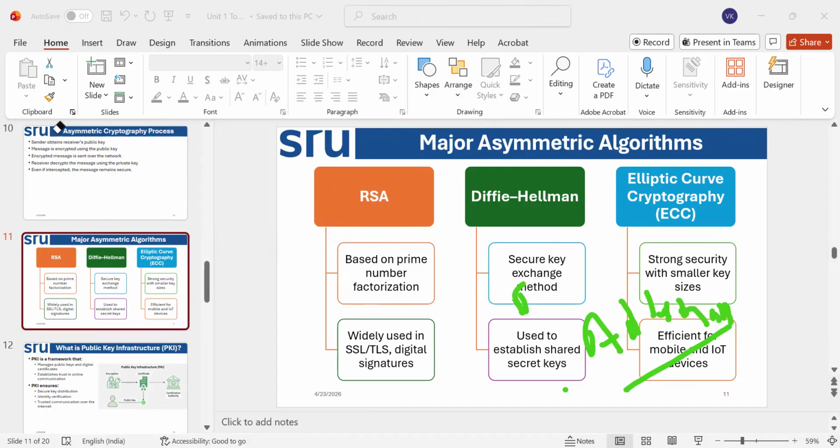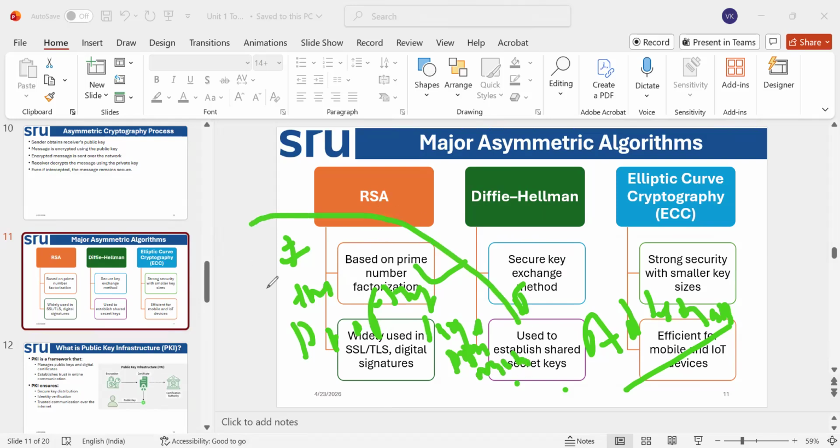If we see, it is based on prime number factorization, right? It has two major prime numbers. It's based on the mathematical difficulty of factoring the product of two large prime numbers. Two large prime numbers, okay? So this is based on factoring two large prime numbers.